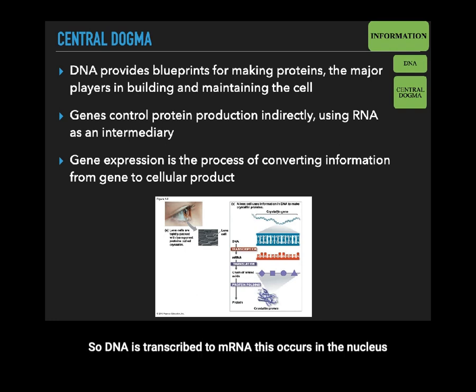So DNA is transcribed to mRNA. This occurs in the nucleus. The mRNA leaves the nucleus where it becomes translated into an amino acid chain, which becomes a protein. This entire process of DNA to mRNA to protein is called the central dogma of biology.